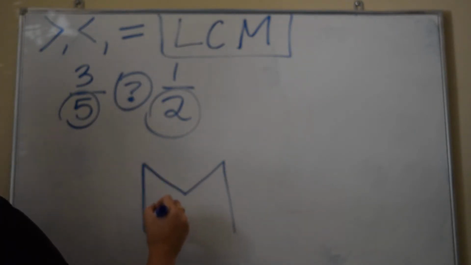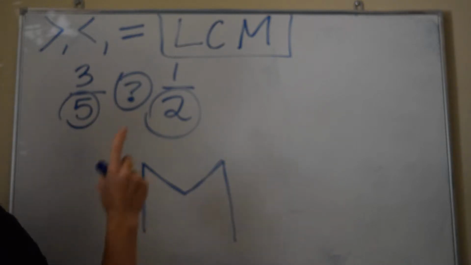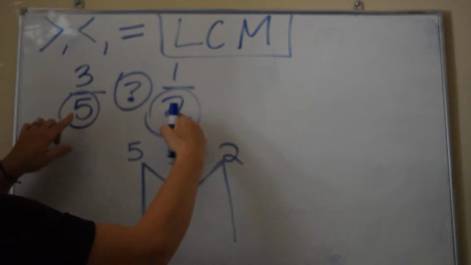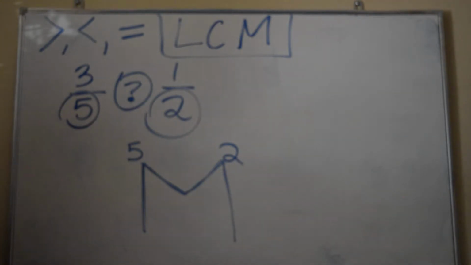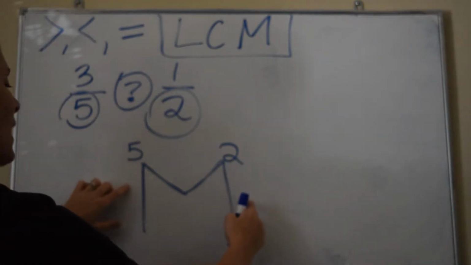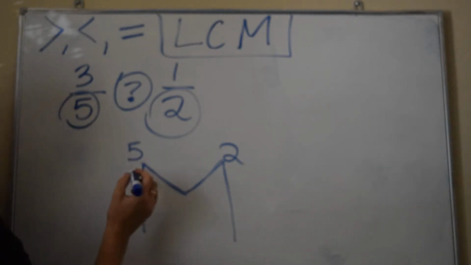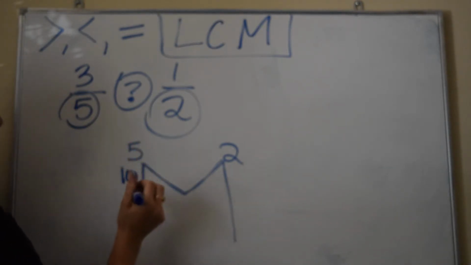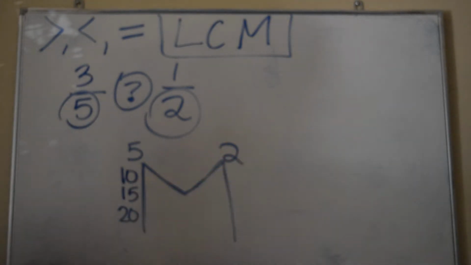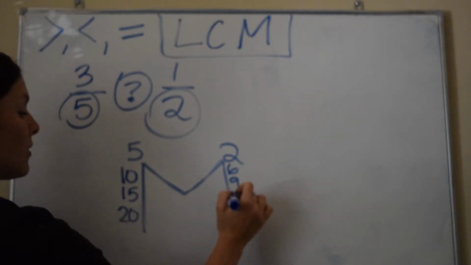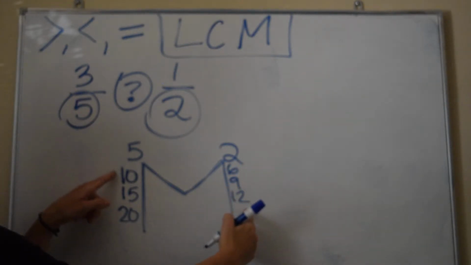So I'm going to draw a big M because M represents multiple. Put your 5 over here and your 2 here. Remember, those are the denominators. Now, multiples means you multiply up. You're going to multiply up until they match. 5 times 1 is 5. 5 times 2 is 10, 15, 20. I'm going to stop. Let's go over the 2's. 2 times 1 is 2. 2 times 3 is 6. 9, 12. Do they have a match yet?